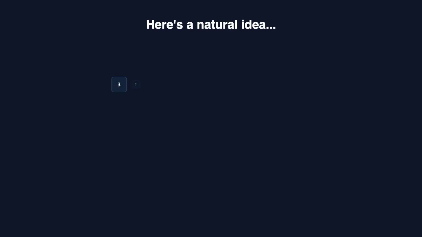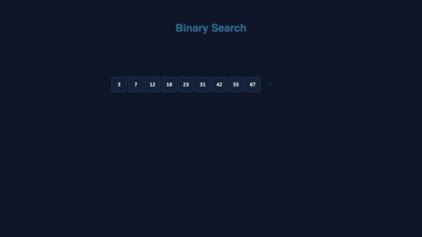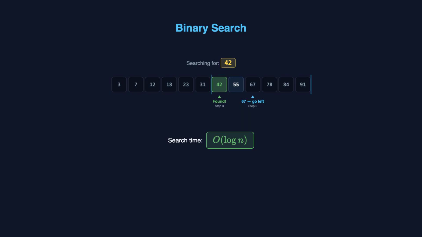Here's a natural idea. What if we sorted the data? With sorted data, we could use binary search. Start in the middle. Is our target bigger or smaller? Eliminate half the possibilities. Repeat. Binary search finds any element in O of log n time. For 10 million rows, that's just 23 comparisons instead of 10 million. Incredible. But there's a problem.